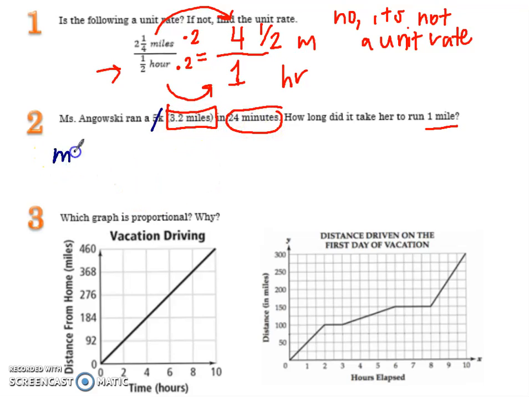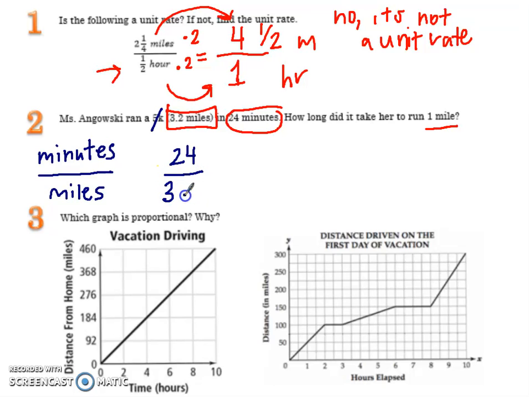So we have our miles. Actually, I'm going to change that. I want the minutes and miles on the bottom, because I want my 1 as my denominator. It just helps me figure that out. So my minutes would be 24 and my miles would be 3.2. And I want to go to 1 mile. That's 3.2.